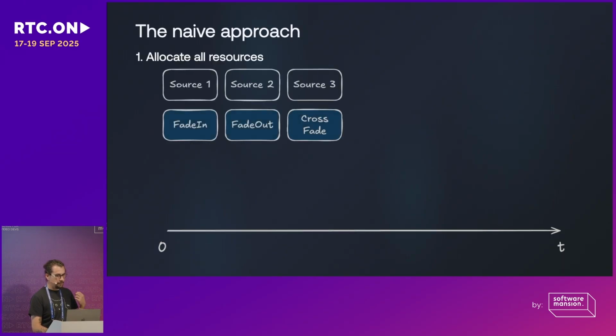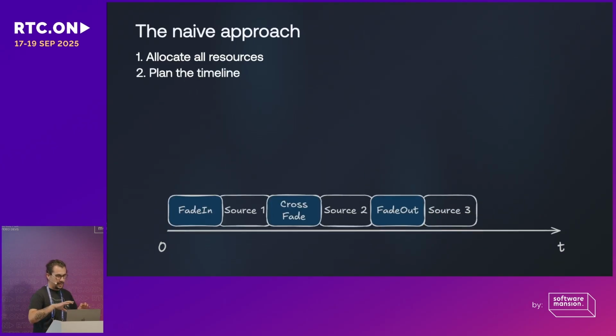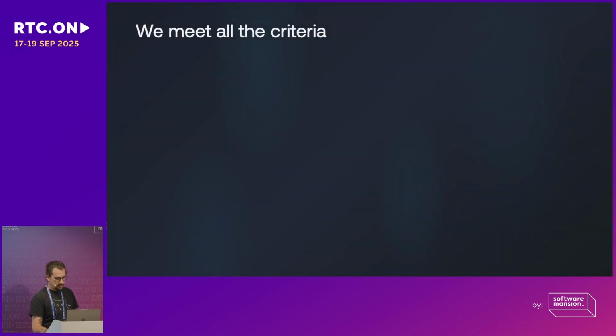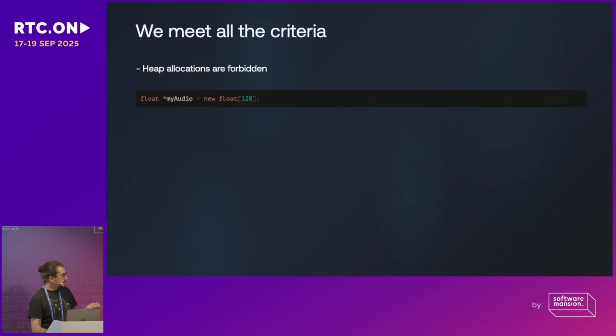So let's say we first require the user to allocate every resource he wants to use in the audio plane, then create a plan of what should happen with the entire audio from start to end. And finally, the user would be able to hit some kind of play method or just a play button. This way, we meet all of the criteria. Everything is created on the JavaScript thread, so we don't have to make any new allocations on the audio one. So this one is met.